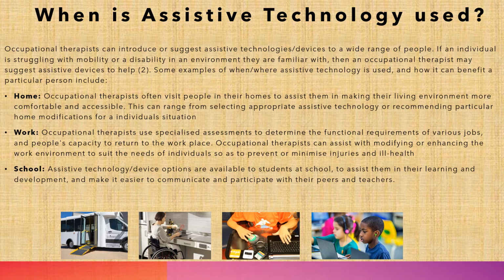And at school, assistive technology options are available to students to assist them in their learning and development and make it easier to communicate and participate with their peers and teachers. Some devices commonly suggested by occupational therapists for school children with physical or intellectual disabilities can include magnification tools, speech-to-text tools, screen display adjustments, literacy software, and communication tools.